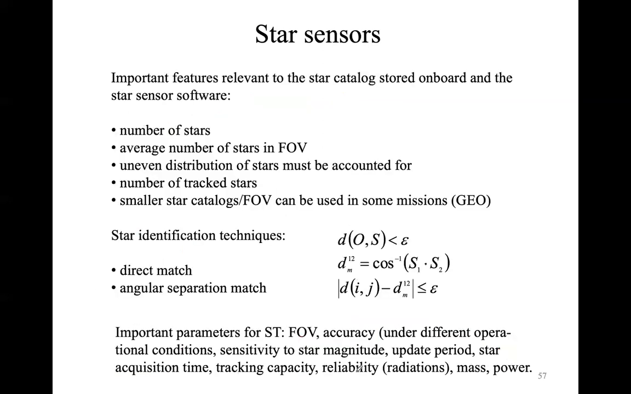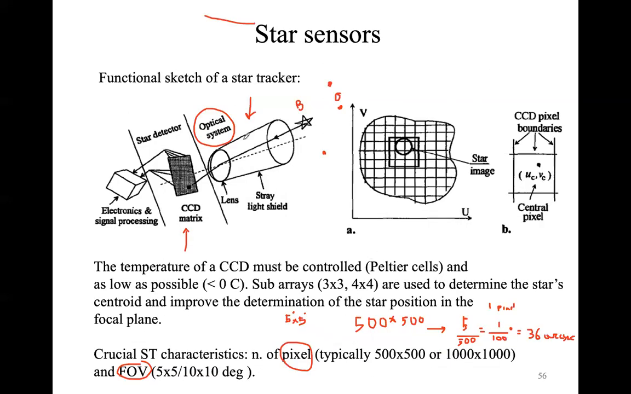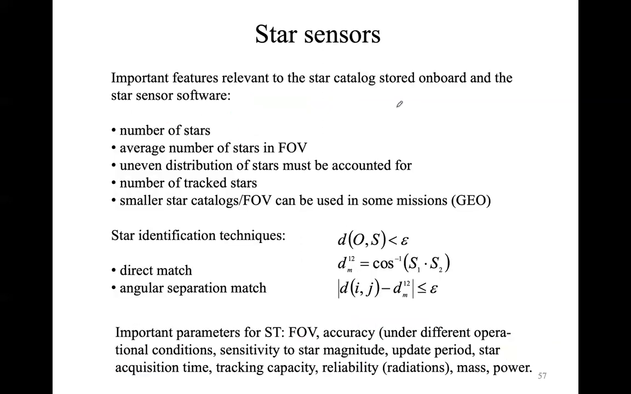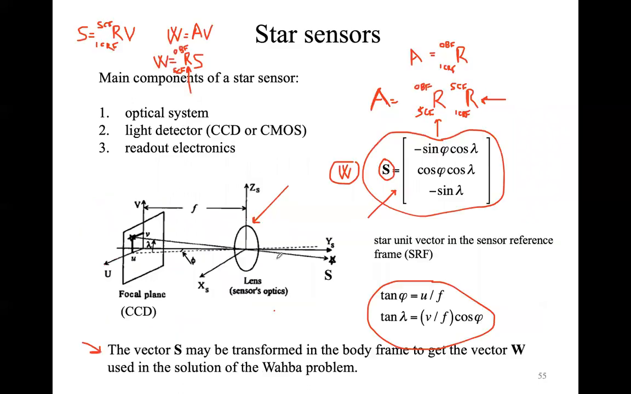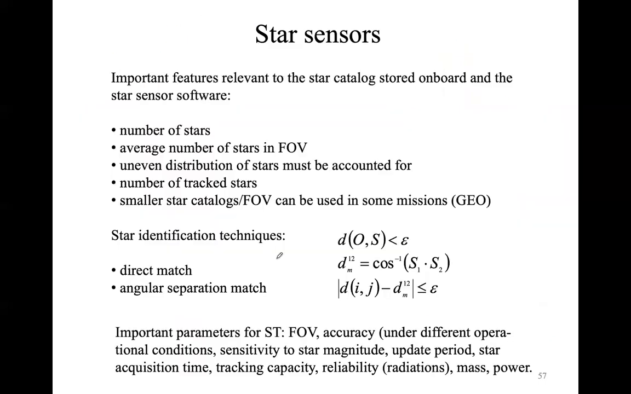The problem is that if you use a smaller field of view, you're going to look at a smaller portion of the sky, and you will limit the number of stars that you're going to look at. So that means that when you do the first part of the method, the star identification and acquisition, there is a major problem. If you have few stars, you can have very strong problems with ambiguity.